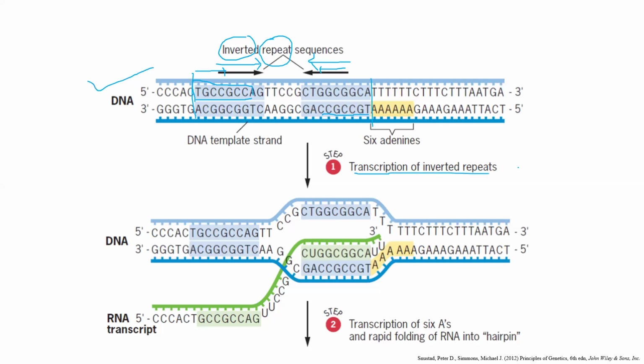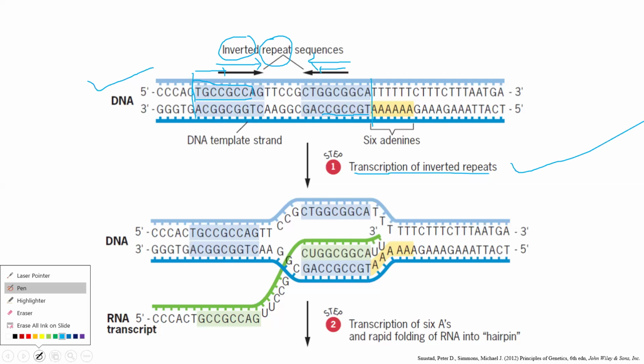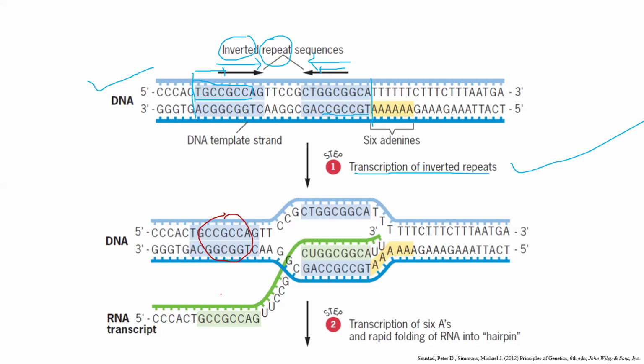So when this GC-rich sequence is copied into mRNA, can I say transcription of the inverted repeats has happened? Yes. And when the transcription of the inverted repeats happened, in this step, you can see that this first shaded region, part of the inverted repeat, has been copied into mRNA here. And the second shaded region, this one, is being copied now.